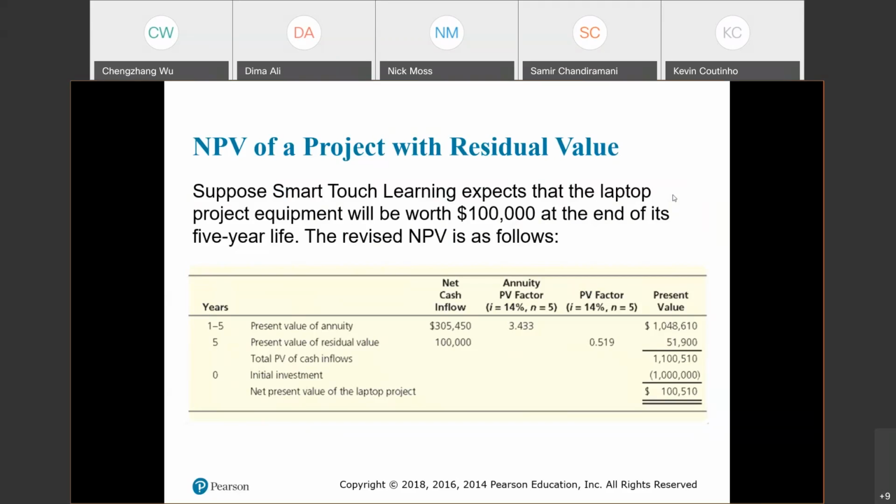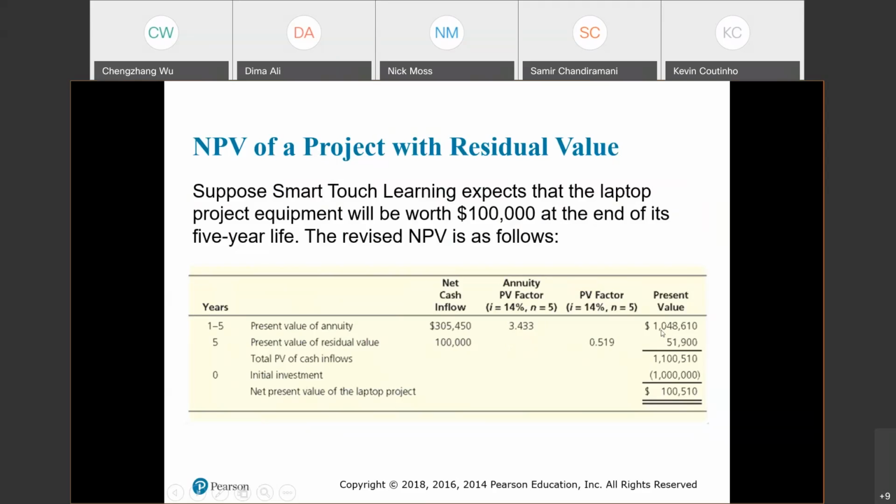We find the present value factor with interest rate of 14% and number of periods of 5. It is actually 0.519. We use this factor times the residual value, and we get the present value of the residual value of these assets to be $51,900.